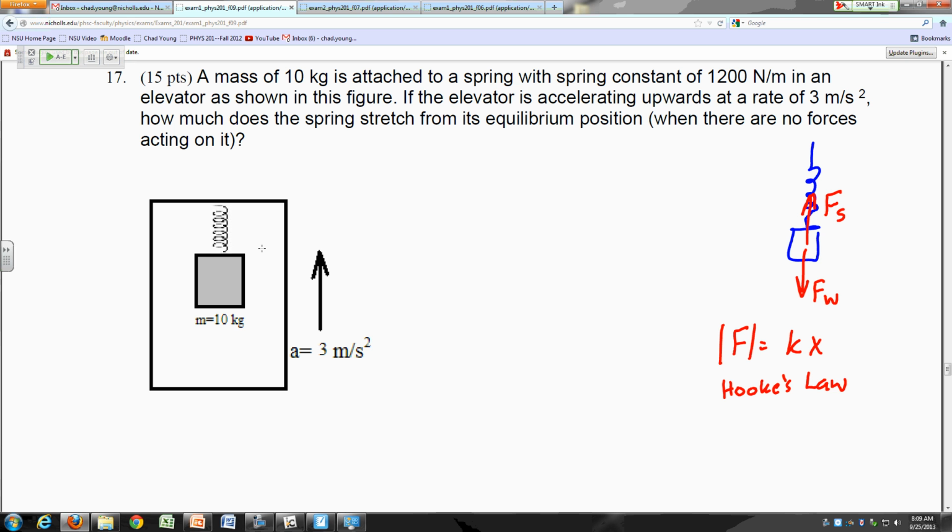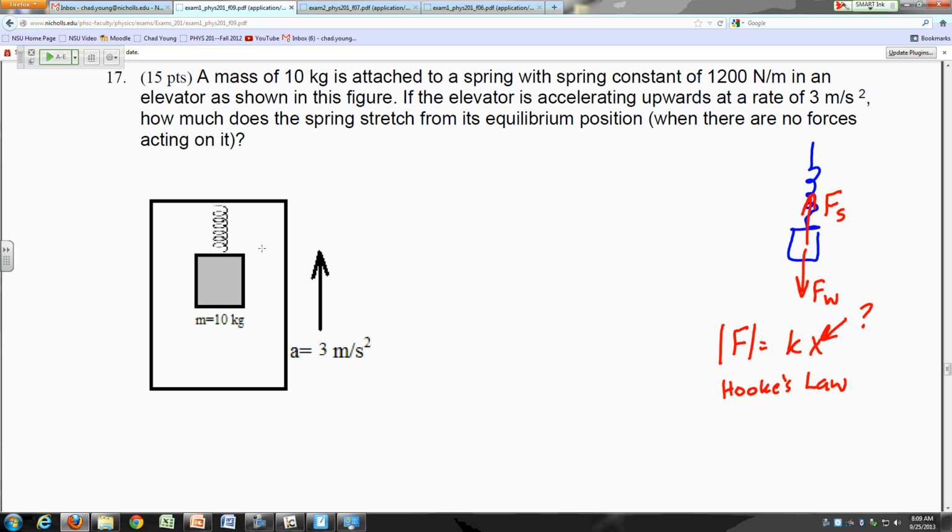So what we have here is an object hanging on a spring, but it's in an elevator, so it's moving upwards at a certain acceleration. I want to find how much it stretches. So I want to know what x is equal to.